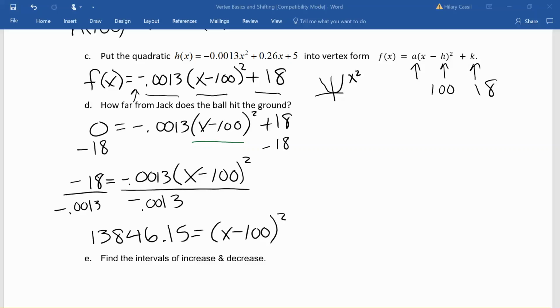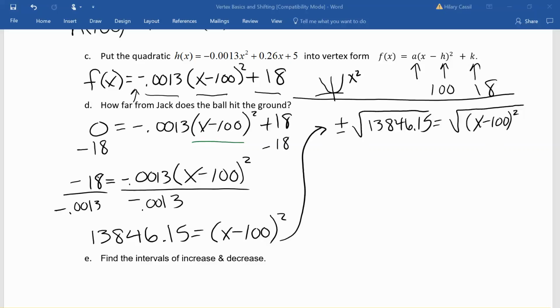At this point we're left with 13,846.15 equal to x minus 100 squared. We are looking to solve for x, so at this point we'll go ahead and take the square root of both sides to get rid of the square.